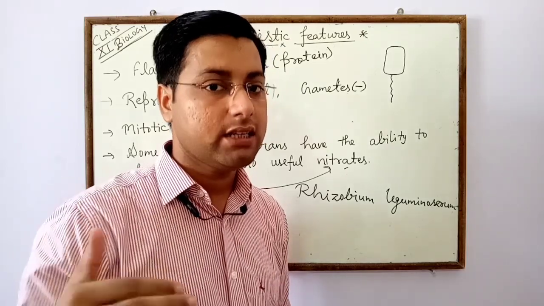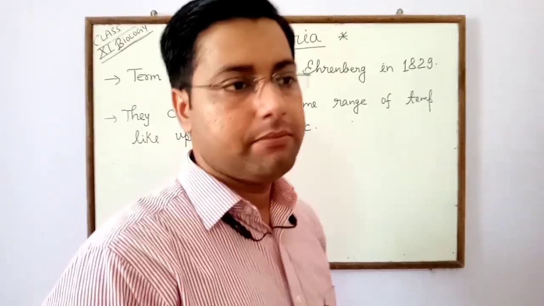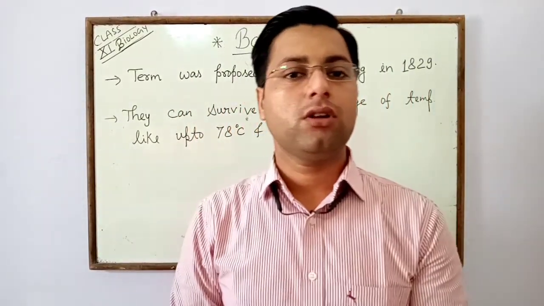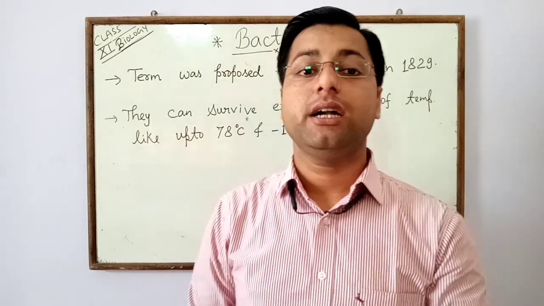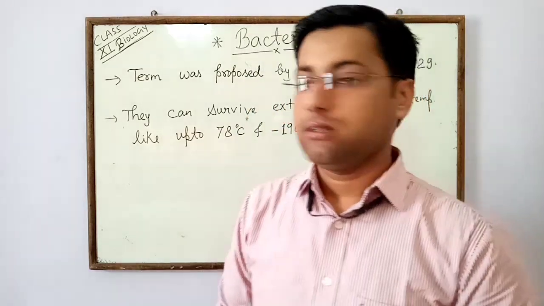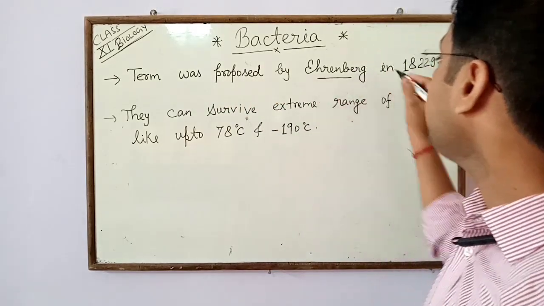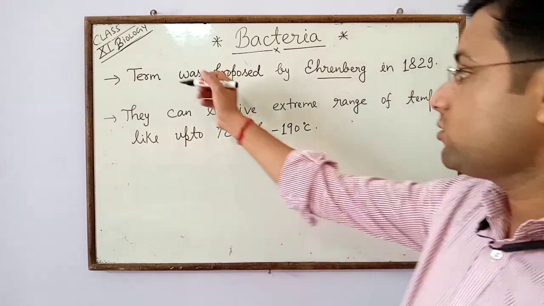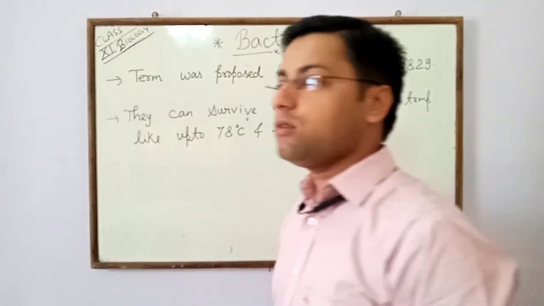Now about the bacterial cell, means bacteria. Bacteria is a primitive and unicellular organism, and bacteria are kept under Monera. The term bacteria was proposed by Ehrenberg in 1829. Who proposed the term bacteria? So the term bacteria was proposed by Ehrenberg in 1829.